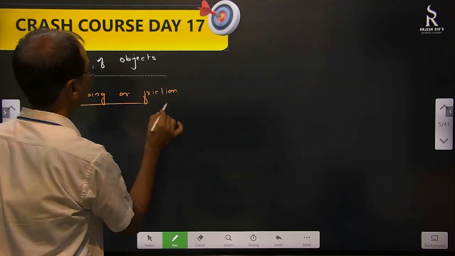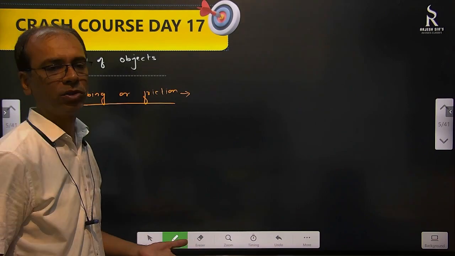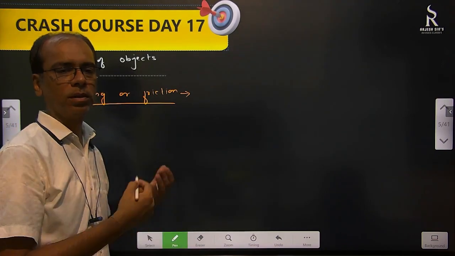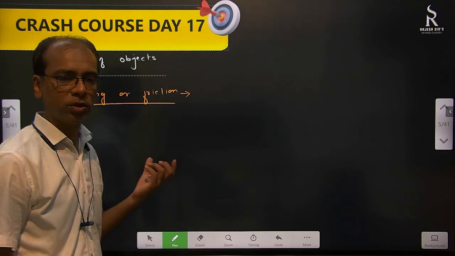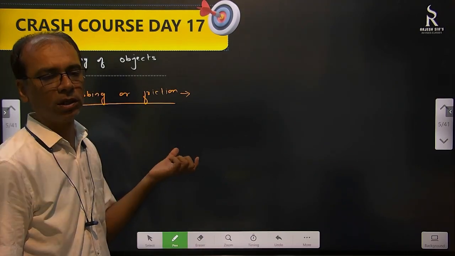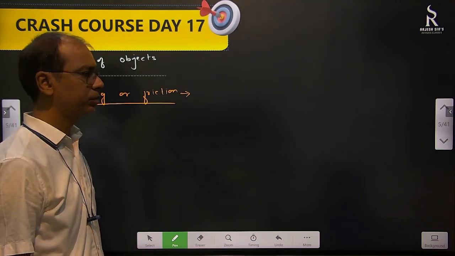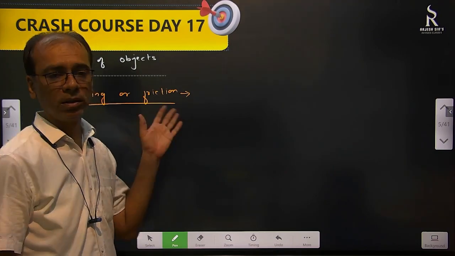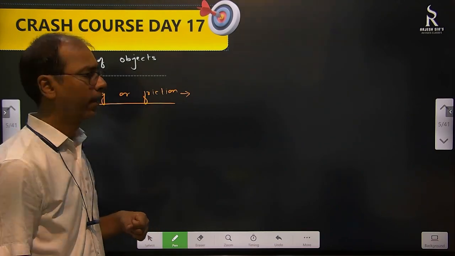Okay, so if two objects are rubbed against each other, the one with less ionization energy will transfer electrons to the other one. One object becomes positively charged, whichever is losing electrons, and whichever is gaining electrons becomes negatively charged. This way we can charge an object.